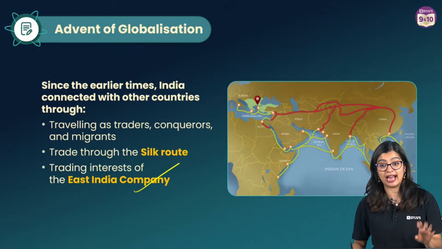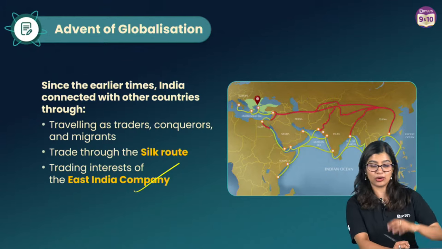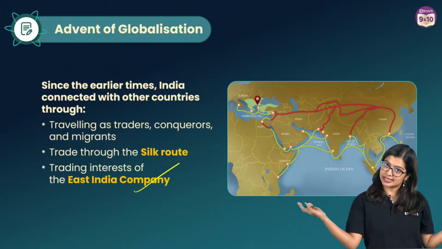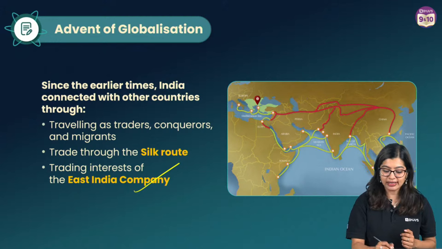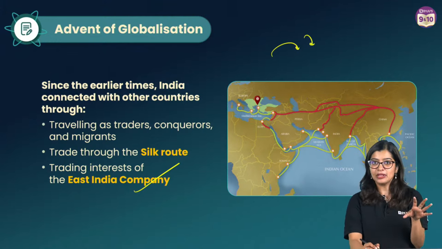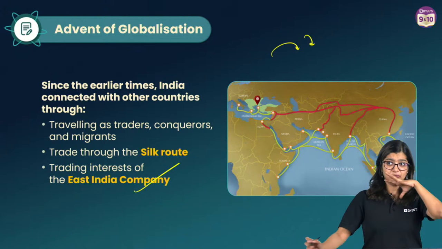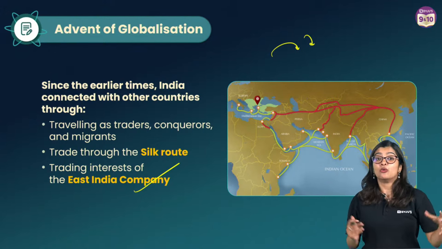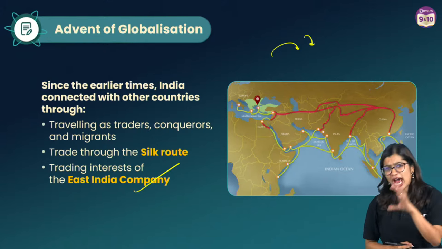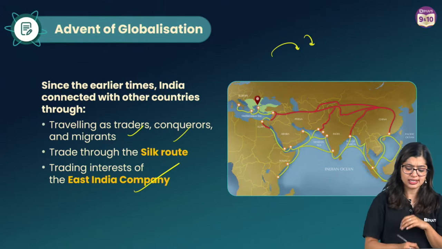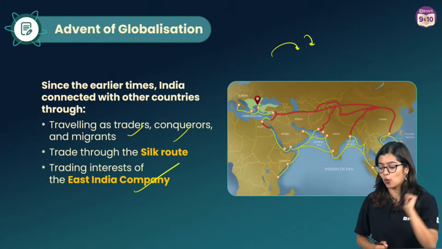Even if you go way back in history, especially when monarchy was there and we had a lot of kings, most often if one king wanted to conquer another land, it would be because of the raw materials found there, something of value which, if they owned it, they were able to export and make more money. So people traveled as traders, conquerors, and even through migration. This happened way back then.